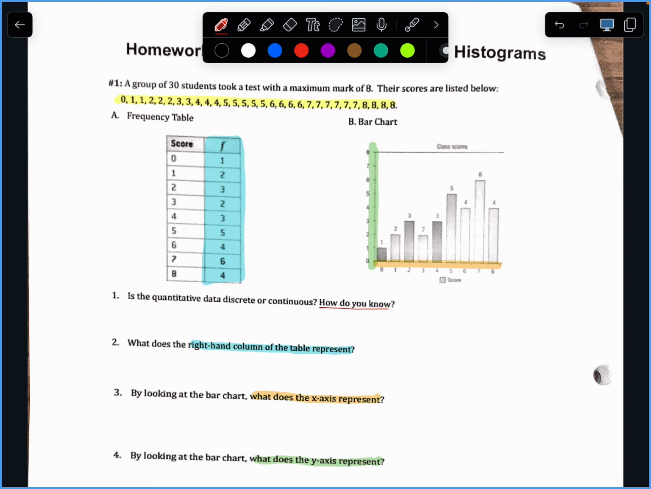I'll give you a hint. Frequency is the number of times that you see, for example, you saw the score of 0 one time. No half credit. You saw the score of 1 two times.